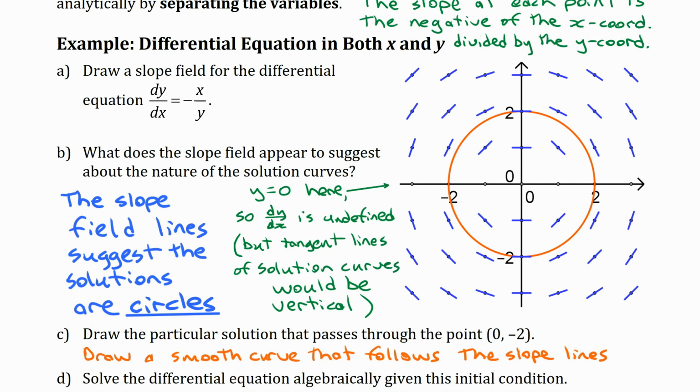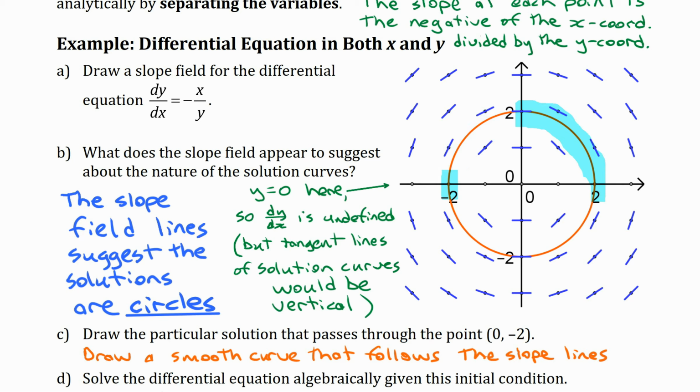Again, here we're asking, let's draw the smooth curve through the particular solution that passes through 0, negative 2. 0, negative 2 is this point here. As you start to go up, you notice that the segments start to slope to the right. And again, by symmetry, it should pass through there. As you keep going, by symmetry, it should pass through there, and by symmetry and so on, all the way there.